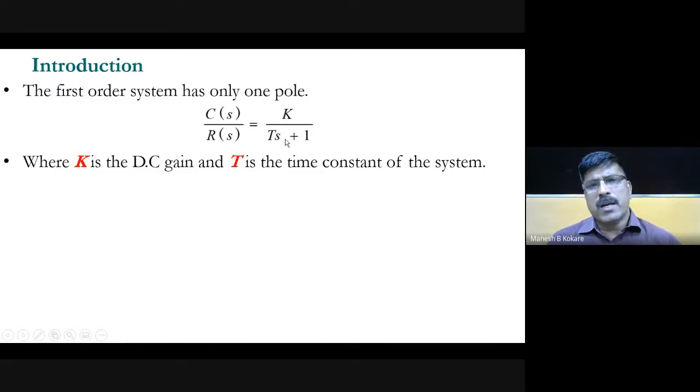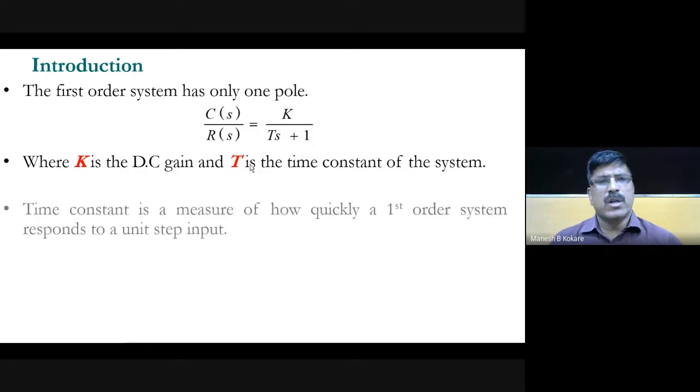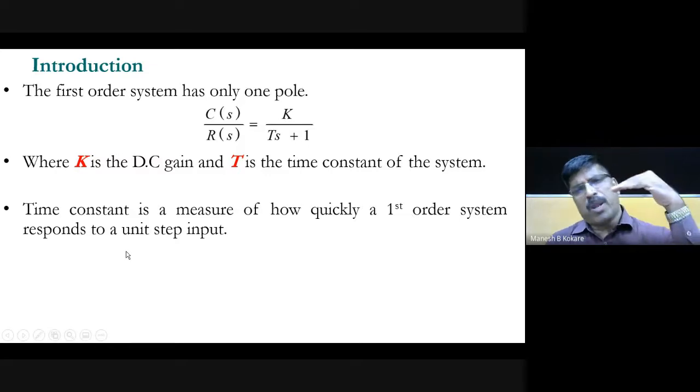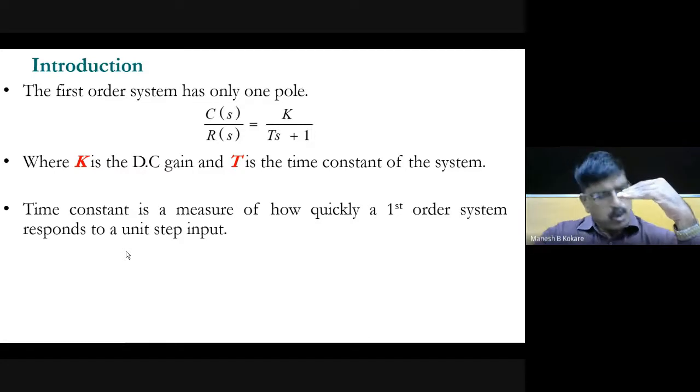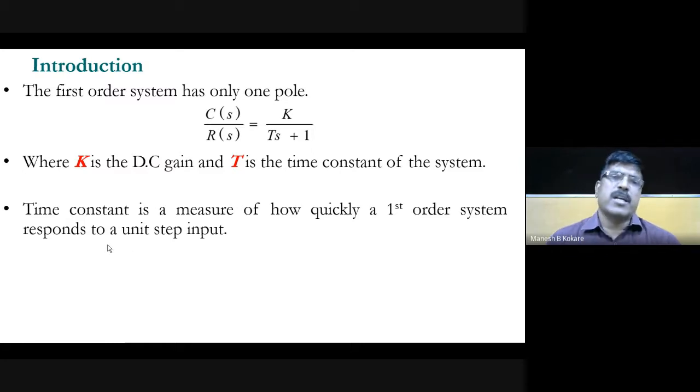Here the denominator is written in 1 plus S form. If it is not, you have to rewrite it, and the coefficient of S is the time constant. Yesterday we studied two problems and found the system gain and time constant. The time constant is a measure of how quickly a first order system responds to the unit step, meaning how quickly it reaches the reference value when a unit step input is applied.